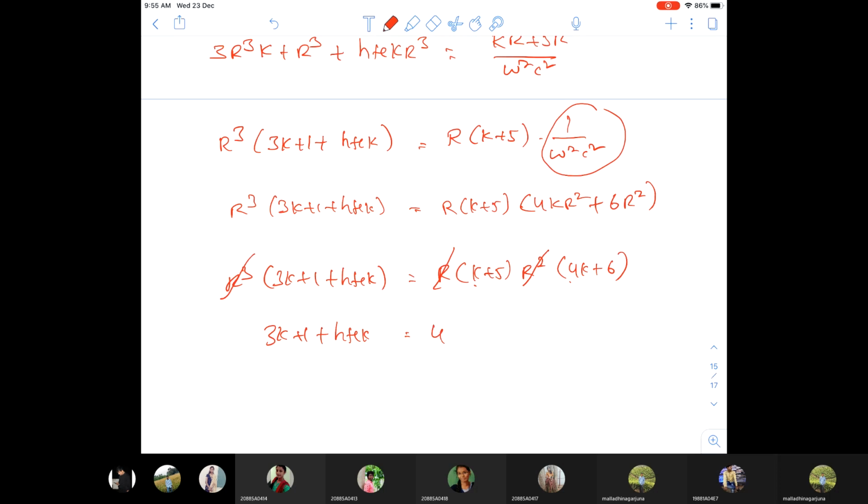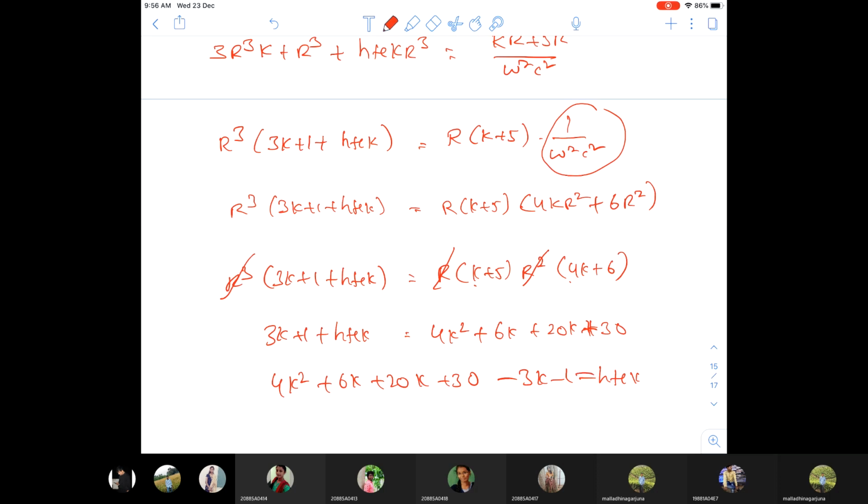So k into 4k, 4k square plus 6k plus 20k plus 30. Just multiply internally here. So now let us write 4k square plus 6k plus 20k plus 30 minus 3k minus 1 minus hfe k equal to 0. Okay, so this is kept aside.